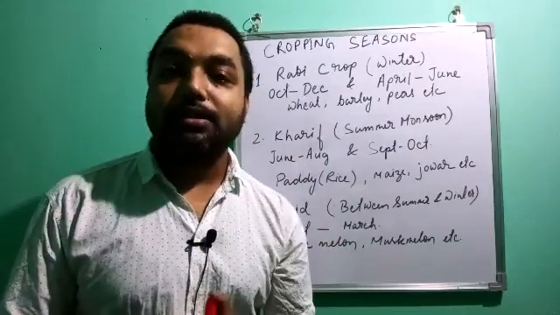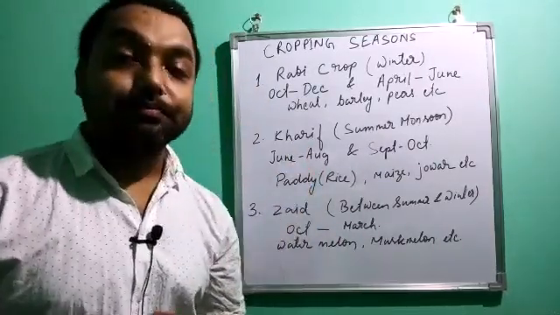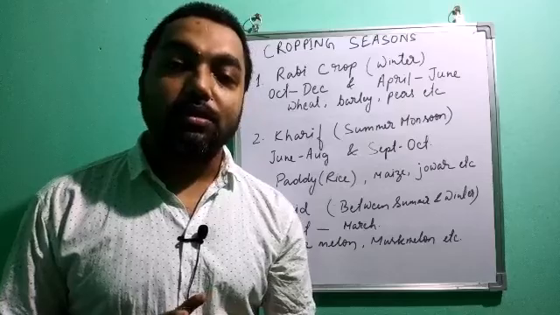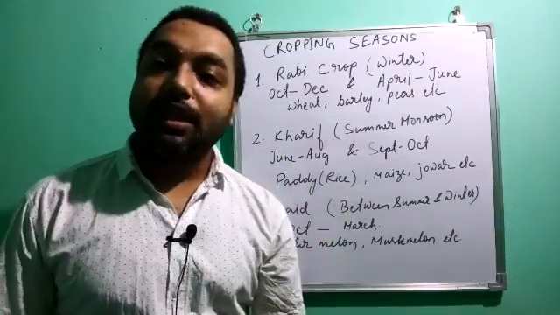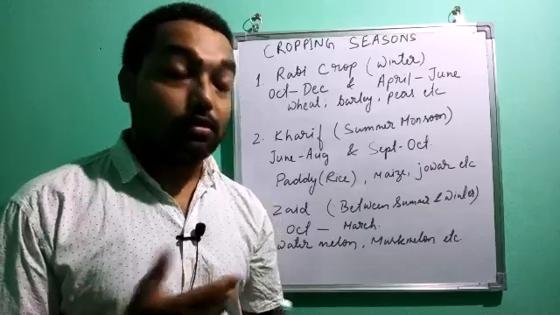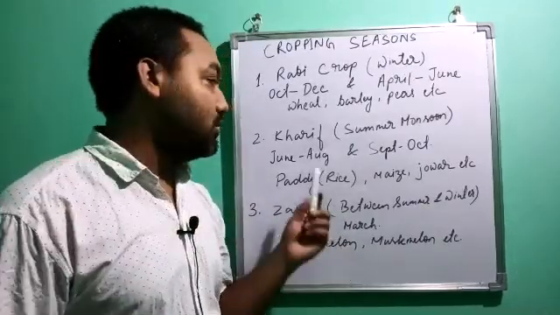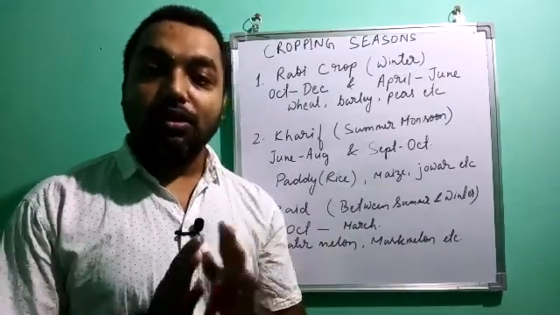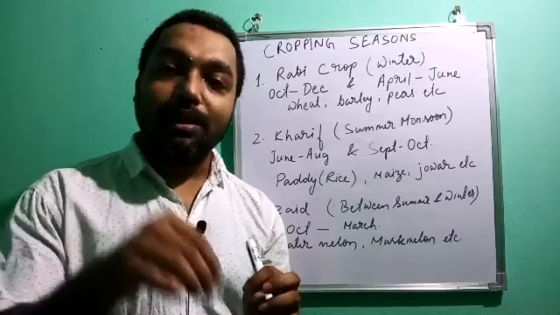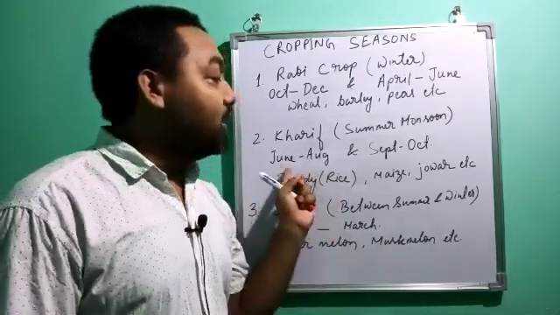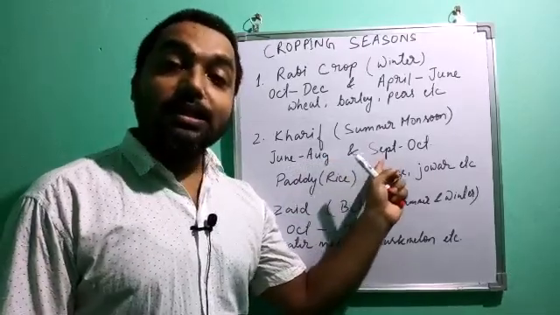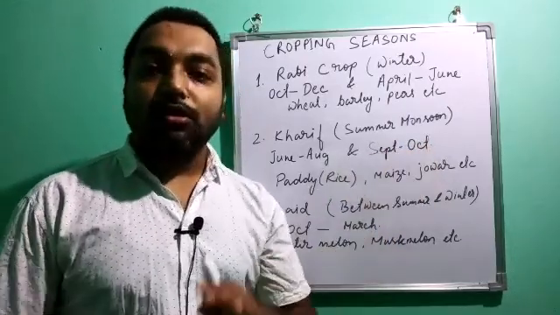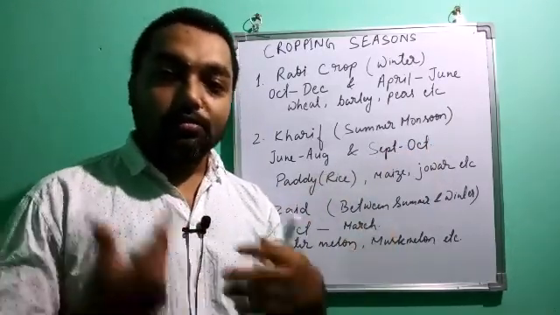The next cropping season that we find in India is the Kharif crop season. It is mainly done in the time of the summer monsoon. The sowing of seed or planting of newly uprooted plants starts from June to August. During this period only, the sowing of seed or planting of newly uprooted saplings is done. Then in September to October, when winter starts, the harvesting work is done, that is cutting off the plants and doing the other processes.